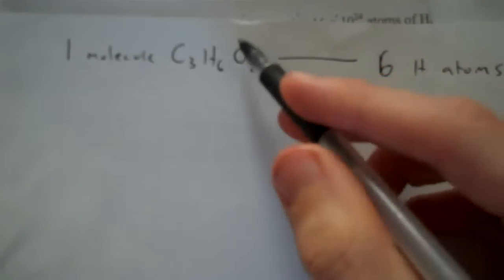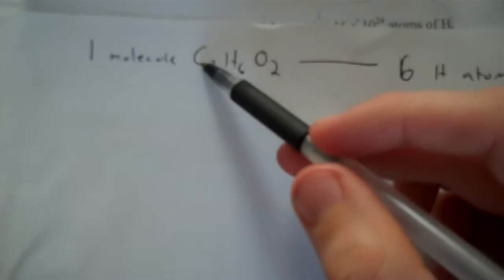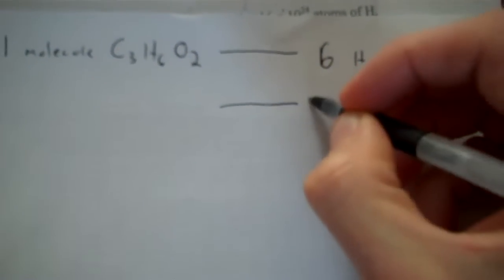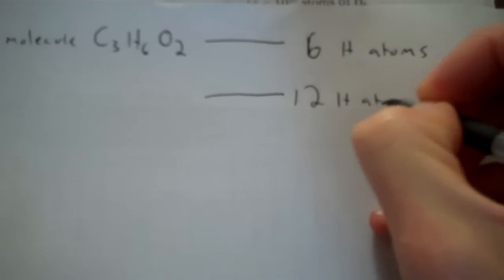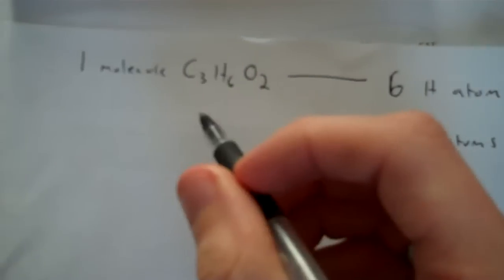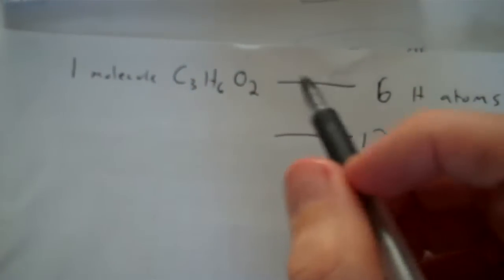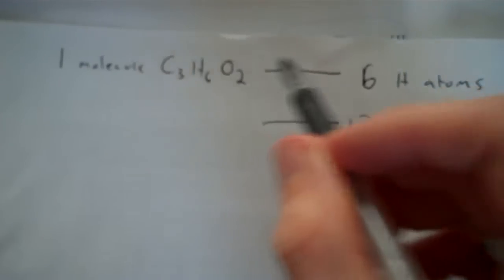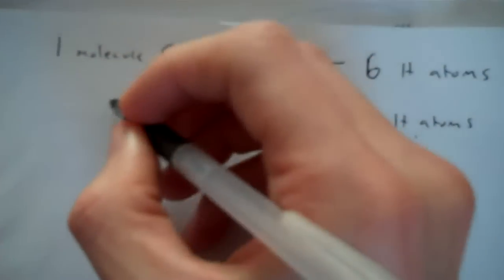Okay, the first thing I'm going to do is I'm going to write, I know that one molecule of C3H6O2, in one molecule I have 6 hydrogen atoms. Right, because I see it's H6, so in every one molecule I have 6 hydrogen. Okay? So if I was given, for example, 12 hydrogen atoms, how many molecules would I have? If I have 6 hydrogen atoms in one molecule, then if I have 12 hydrogen atoms, that means I must have 2 molecules.